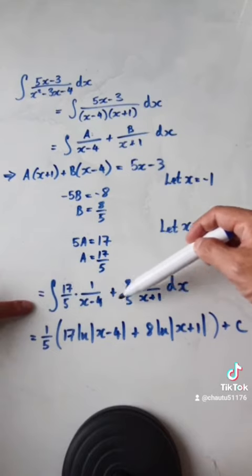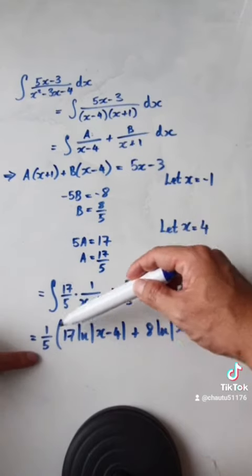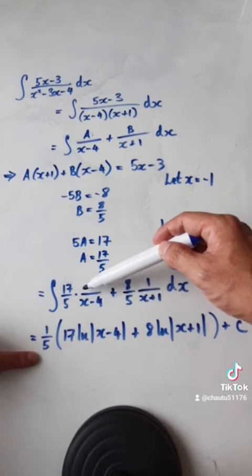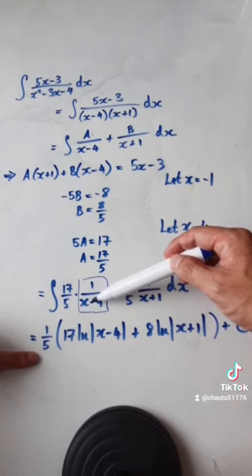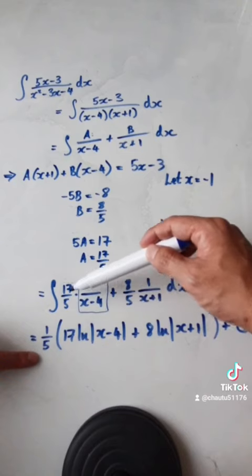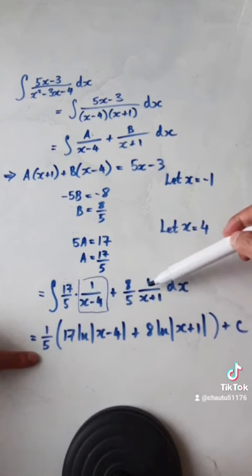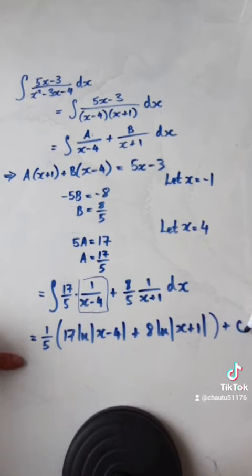So now you can factor out the 1/5 and then integrate the rest. So when you integrate this, notice that this is easy to integrate. It will be the natural log of the absolute value of the denominator. And don't forget, you got the 17 here. And integrate this, it would be this plus c. Okay?